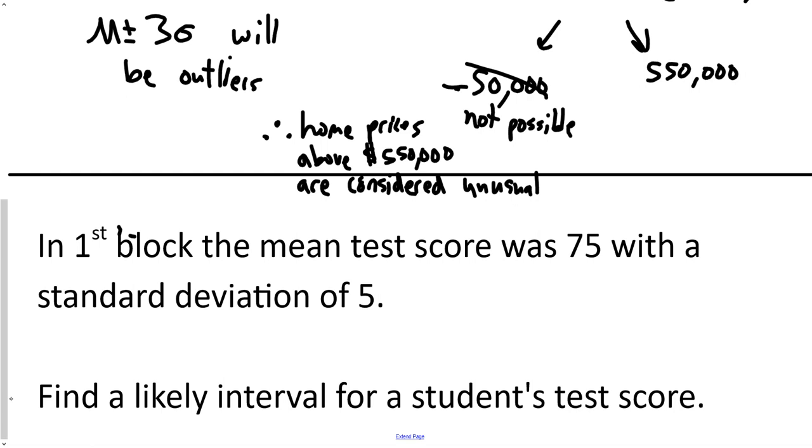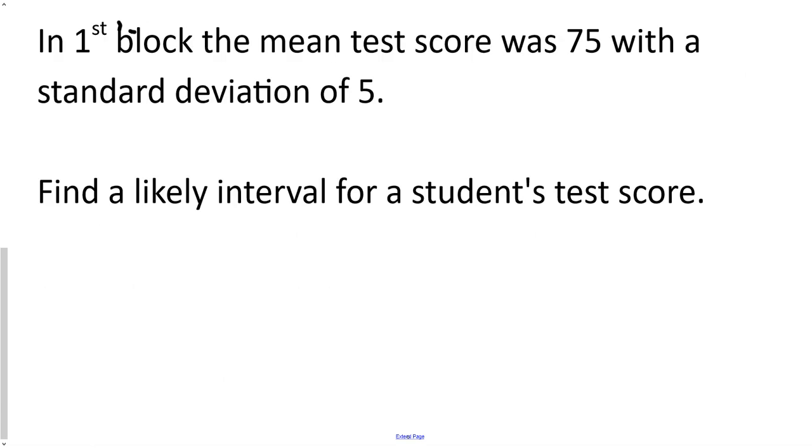We could do another one here. In first block, the mean test score was 75 with a standard deviation of 5. Find a likely interval for student test scores that would not be considered unusual. I'm going to pause it and have you try this one based on what we just did.